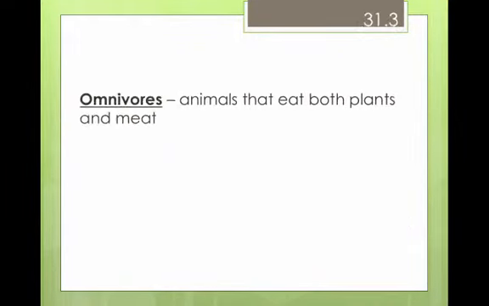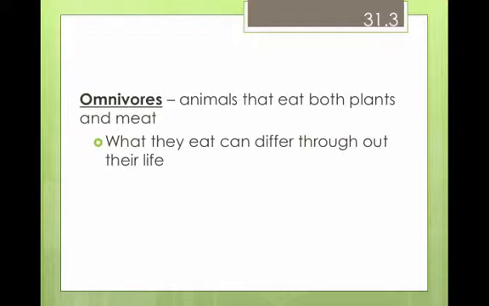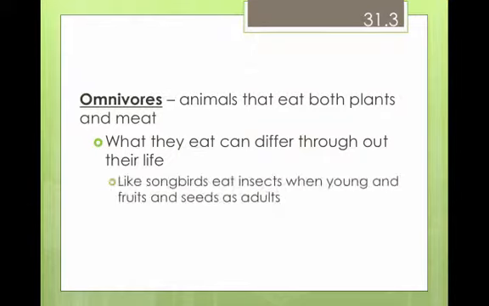So omnivores, all you need to know about that is that they're animals that eat both plants and meat. And what they eat can differ throughout their life. For example, songbirds eat insects when they're young, but when they grow older and become adults, they usually eat fruit and seeds.